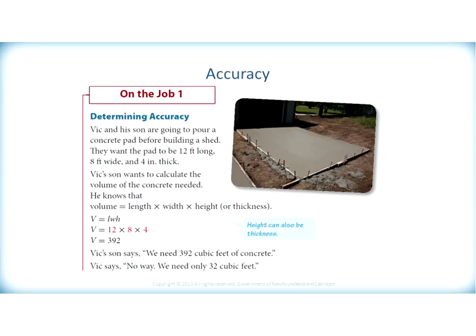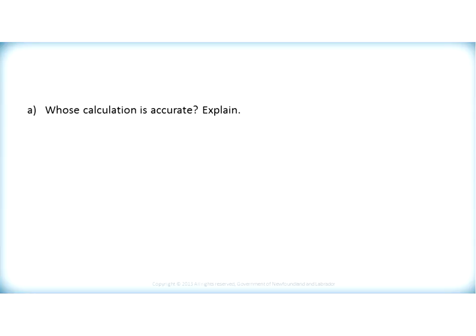He knows that volume for something of this shape would be length times width times height, or in other words, the thickness of the slab. So he calculates that volume is equal to 12 times 8 times 4, and he gets an answer of 392. Vic's son says, we need 392 cubic feet of concrete. Vic says, no way, we only need 32 cubic feet. So the first question is, whose calculation is correct? Explain.